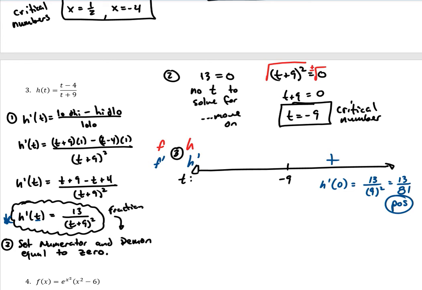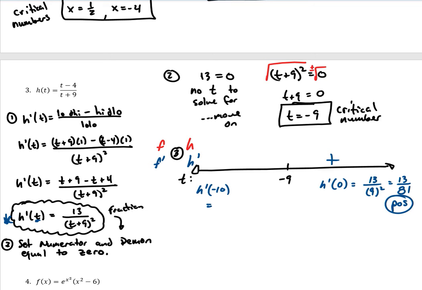And then we need to do it with any value less than negative 9. So let's plug in h prime of anything less than negative 9. Let's do negative 10. So negative 10 is left of negative 9, so be careful of those, at least with negatives. Negative 10 is left of negative 9, so it is smaller. And then I'm going to plug it in.